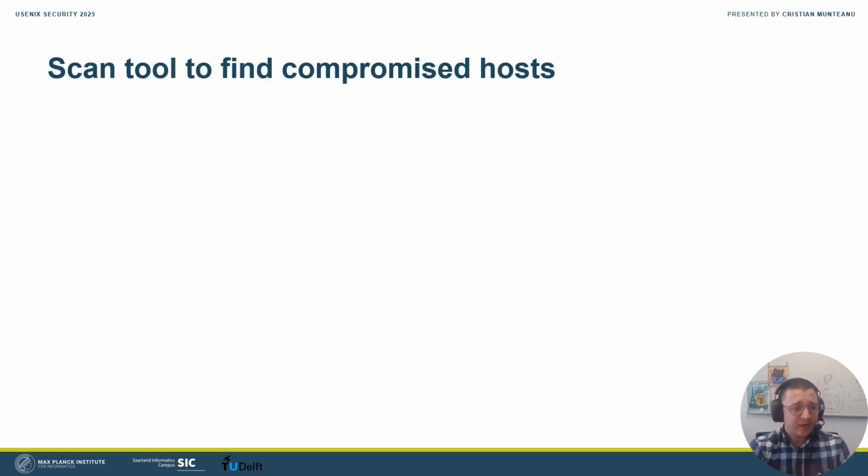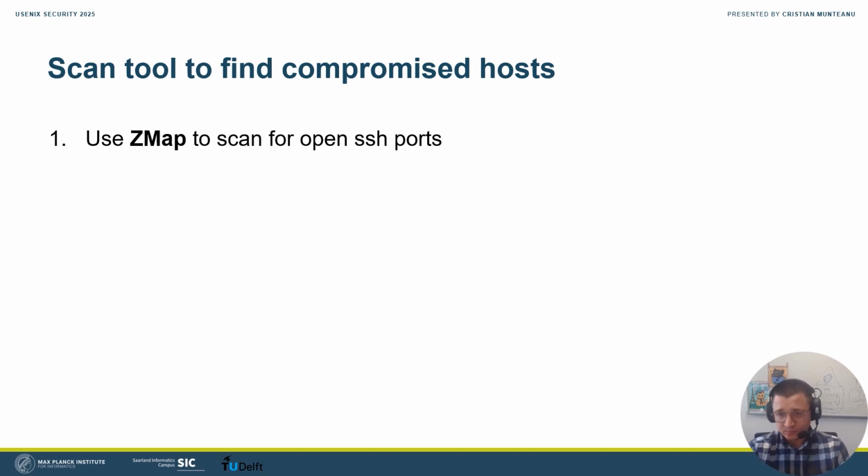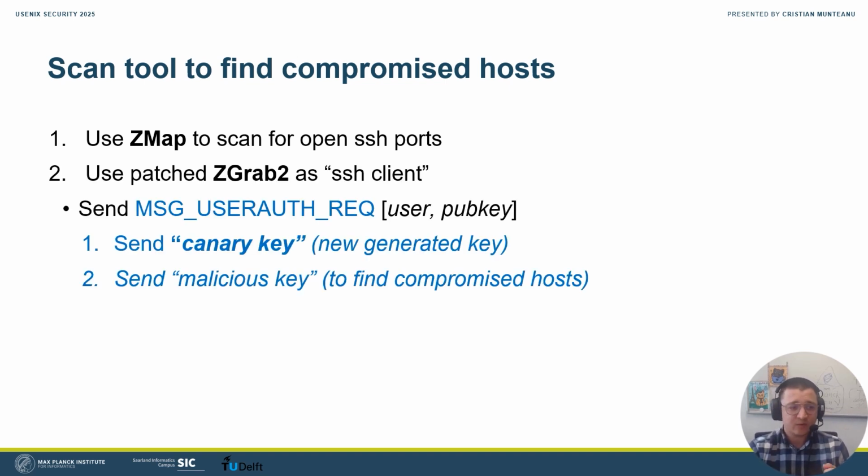So what does our scan tool look like to find these compromised hosts? We use ZMap to scan for open SSH ports, and we patched the zgrab2 client and used it as an SSH client. The idea is that zgrab2 will send that user authentication request for the user and the public key. And once we receive the challenge, we can stop the connection, so we never perform a full authentication handshake.